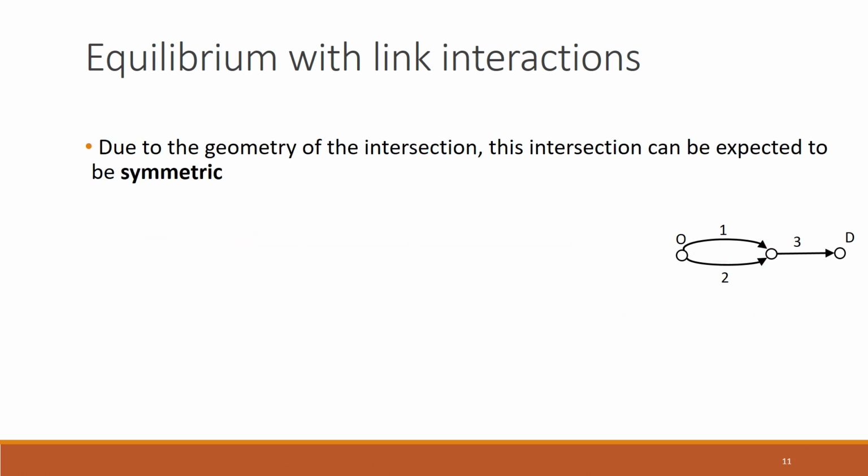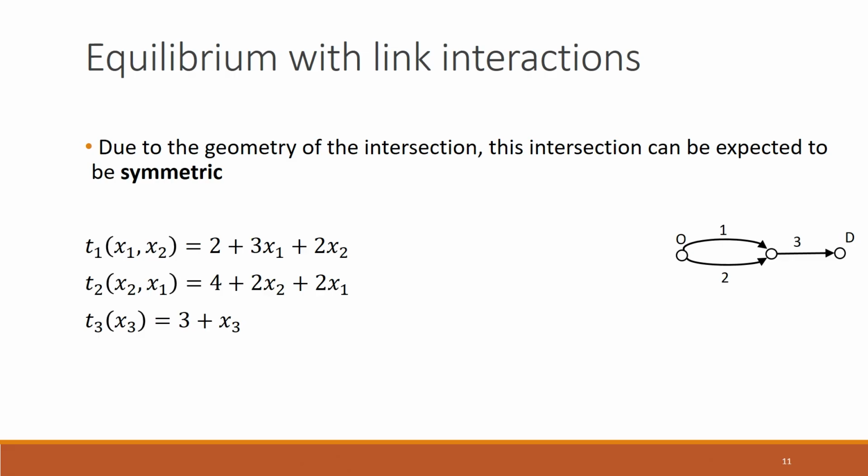So, due to the geometry of this intersection, the interaction can be expected to be symmetric. That is, whatever change in travel time happens on link 1 with respect to a change in the flow on link 2 will be the same as whatever change the flow on link 1 introduces in the travel time on link 2. Okay.